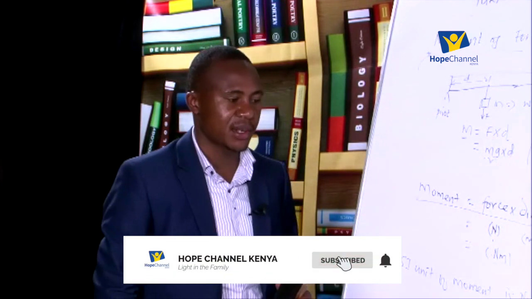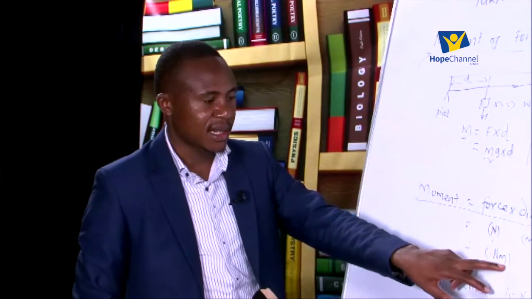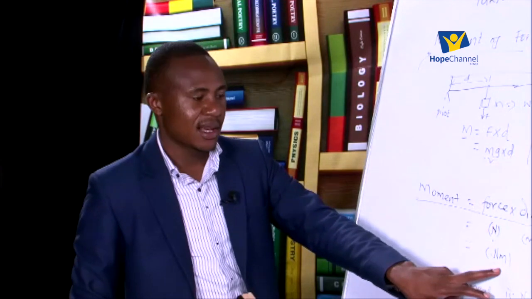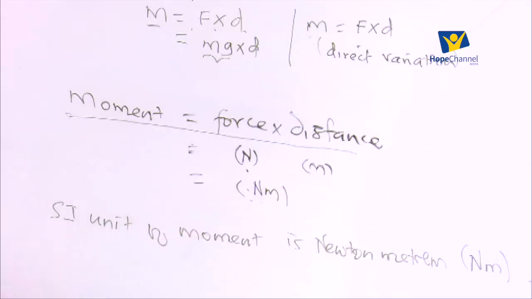The N is capital because newtons are always written with a capital N as the symbol, and distance is measured in meters, whose symbol is a small m. So we have a Newton meter, or simply Nm.